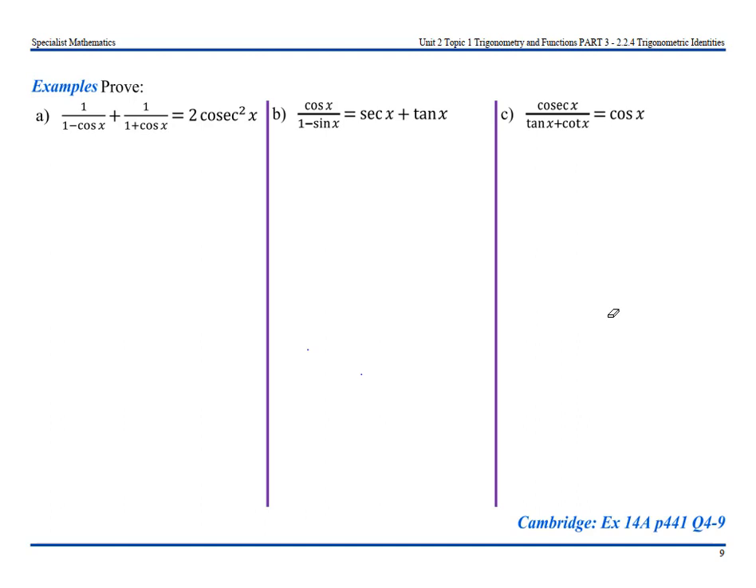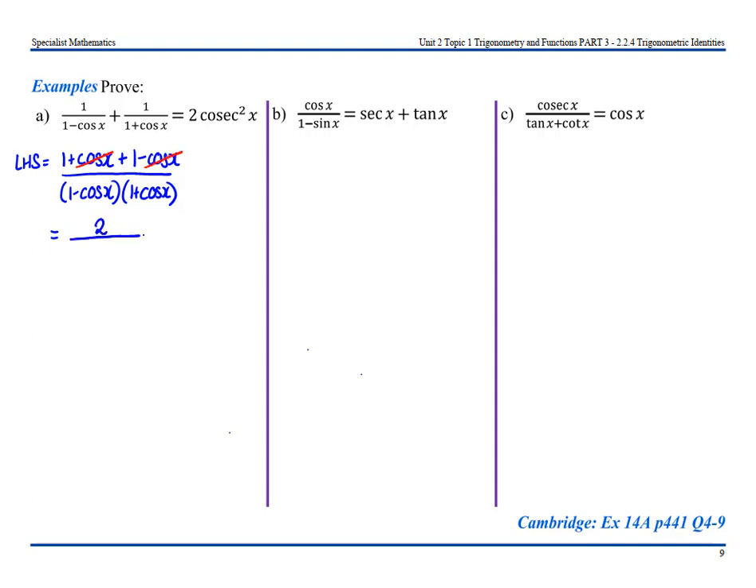The first one, you can see that the left-hand side is a lot more complicated. So that's the side we're going to start with. And the other tip was to get a common denominator. So our common denominator would be (1 minus cos x)(1 plus cos x). For the first fraction, we've already got the 1 minus cos x, but we need the 1 plus cos x. And for the second fraction, we already have the 1 plus cos x, so we need the 1 minus cos x. So at the top, we now have cos x minus cos x goes.